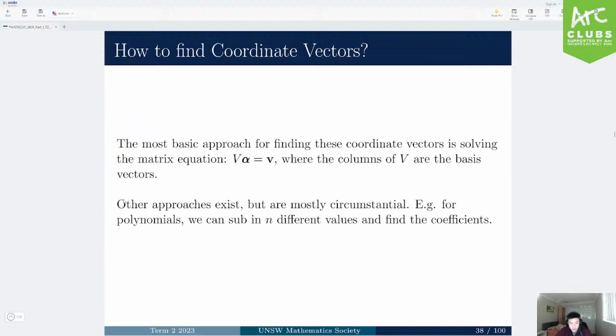Now, other approaches do exist. For example, if you're dealing with polynomials, you can just directly sub in values of x, and that would get you n different equations, which again you would have to sort of solve. But if you're smart about it, you can try and make some terms go to 0. For example, if you've been doing partial fractions, you notice that you can set x to equal some value, and that would remove that term altogether. Okay.